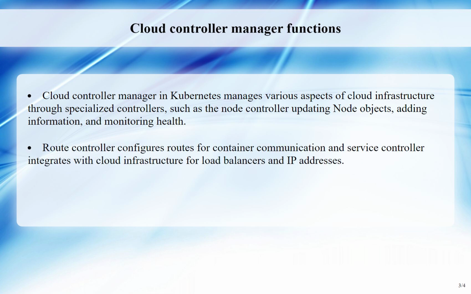The route controller configures routes so that containers on different nodes can communicate and can allocate IP address blocks for the pod network. The service controller integrates with cloud infrastructure components such as load balancers, IP addresses, and target health checking, setting them up when a service resource is declared.